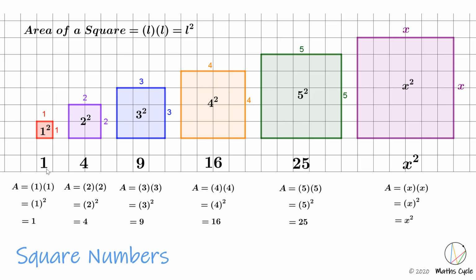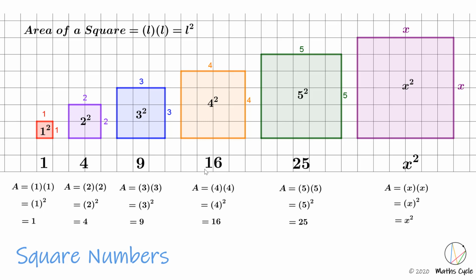So if you look at the number 1, it's 1 times 1, which is 1 squared, equals 1. If you look at 4, we have the square with side lengths 2. So that's 2 times 2, is 2 squared, is 4. If we look at 9, we have a square with side lengths 3. 3 times 3 is 3 squared, is 9.